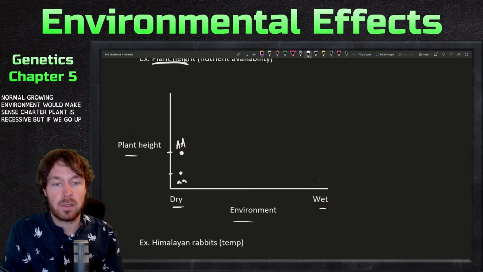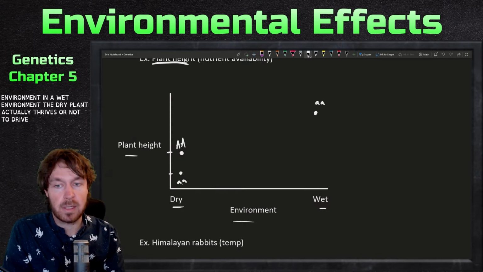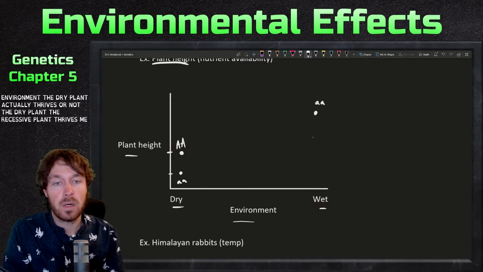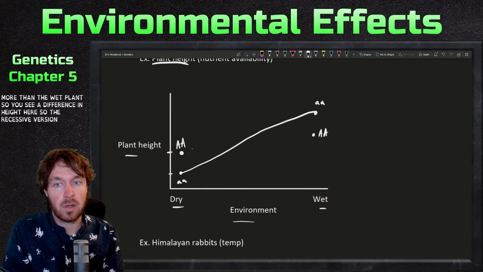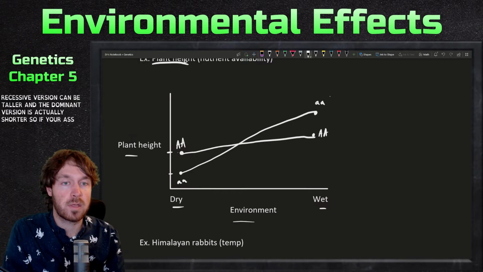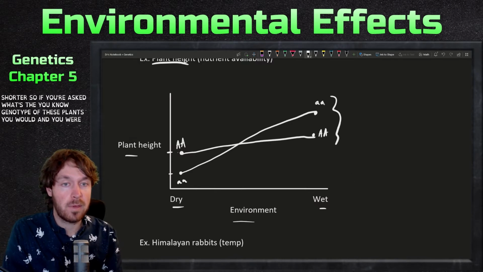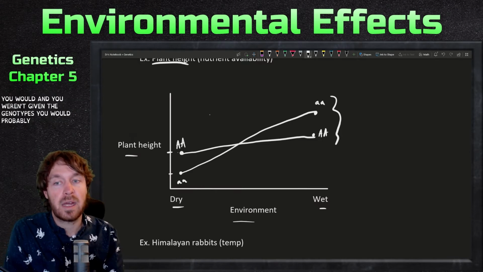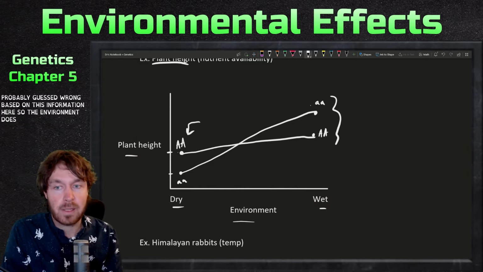But if we go down to a wet environment, in the wet environment, the recessive plant actually thrives more than the dominant plant. So you see a difference in height here. The recessive version can be taller, and the dominant version is actually shorter. So if you're asked what's the genotype of these plants, and you weren't given the genotypes, you would probably guess wrong based on this information here. So the environment does affect this.